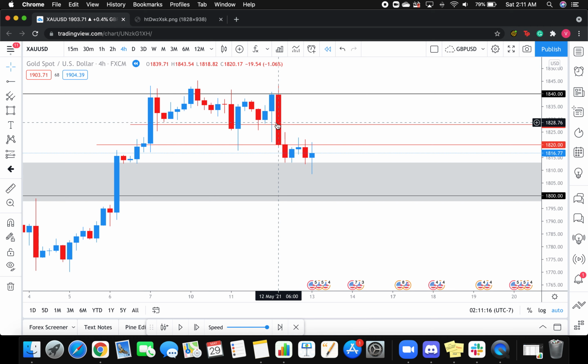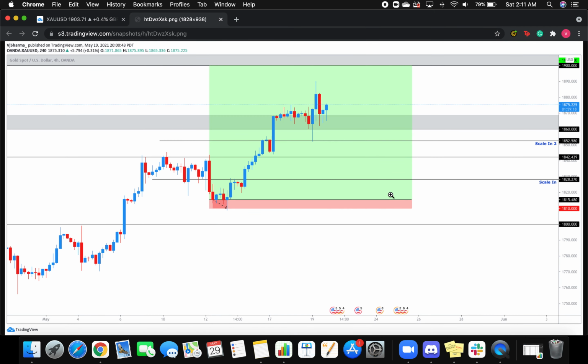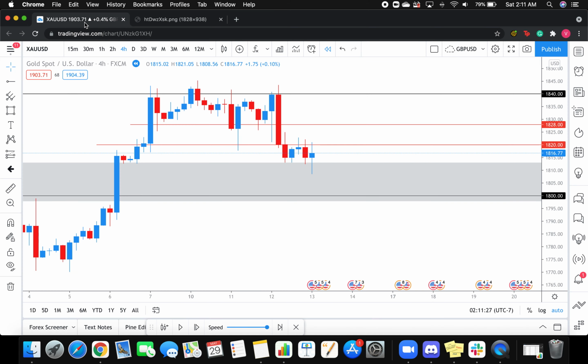So now when we drop down to lower time frames, our very first entry, which is the 1815 level, was actually taken based off the 15-minute time frame. So when we drop down to the 15-minute time frame, we know that once we tap into 1820, we are going to look for partials, and then we will start to manage our trade from there.